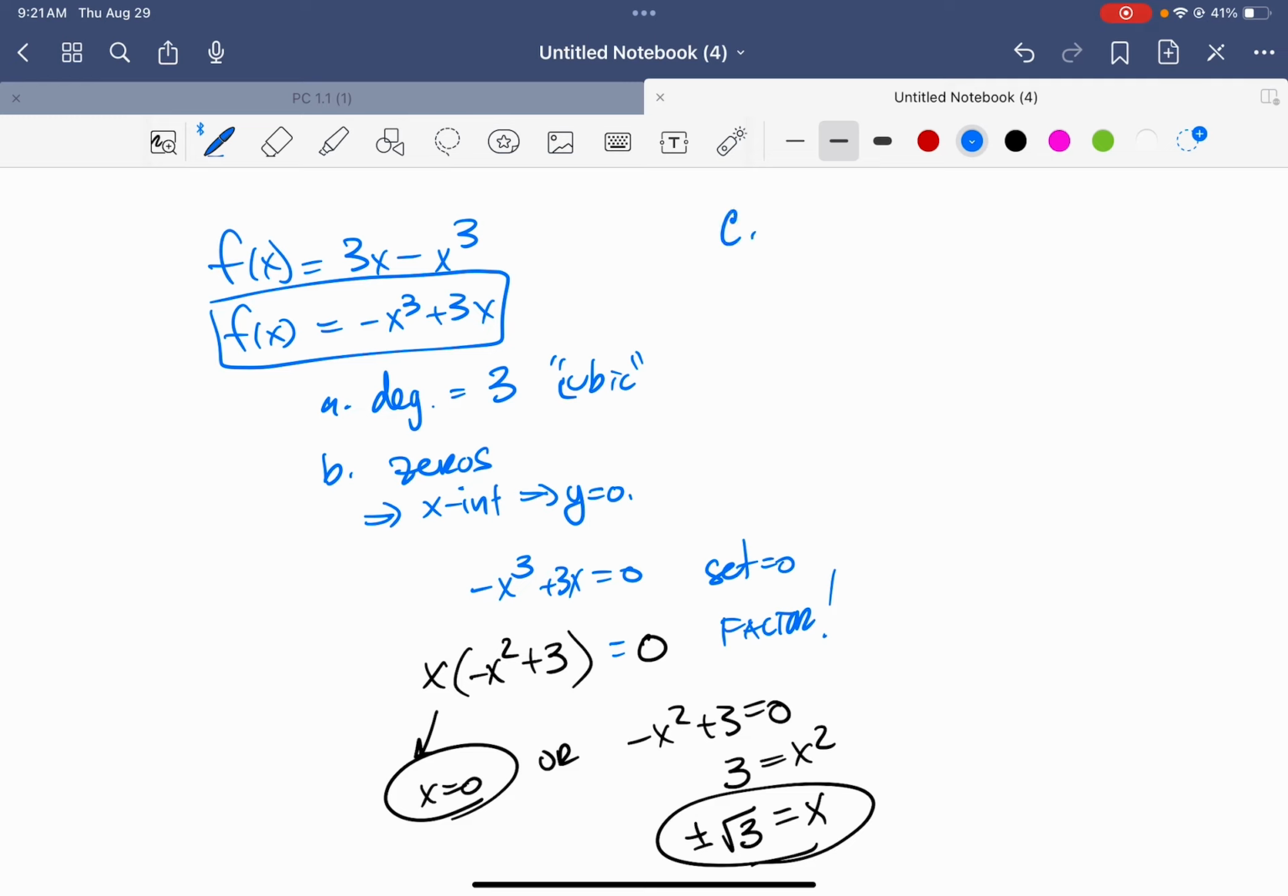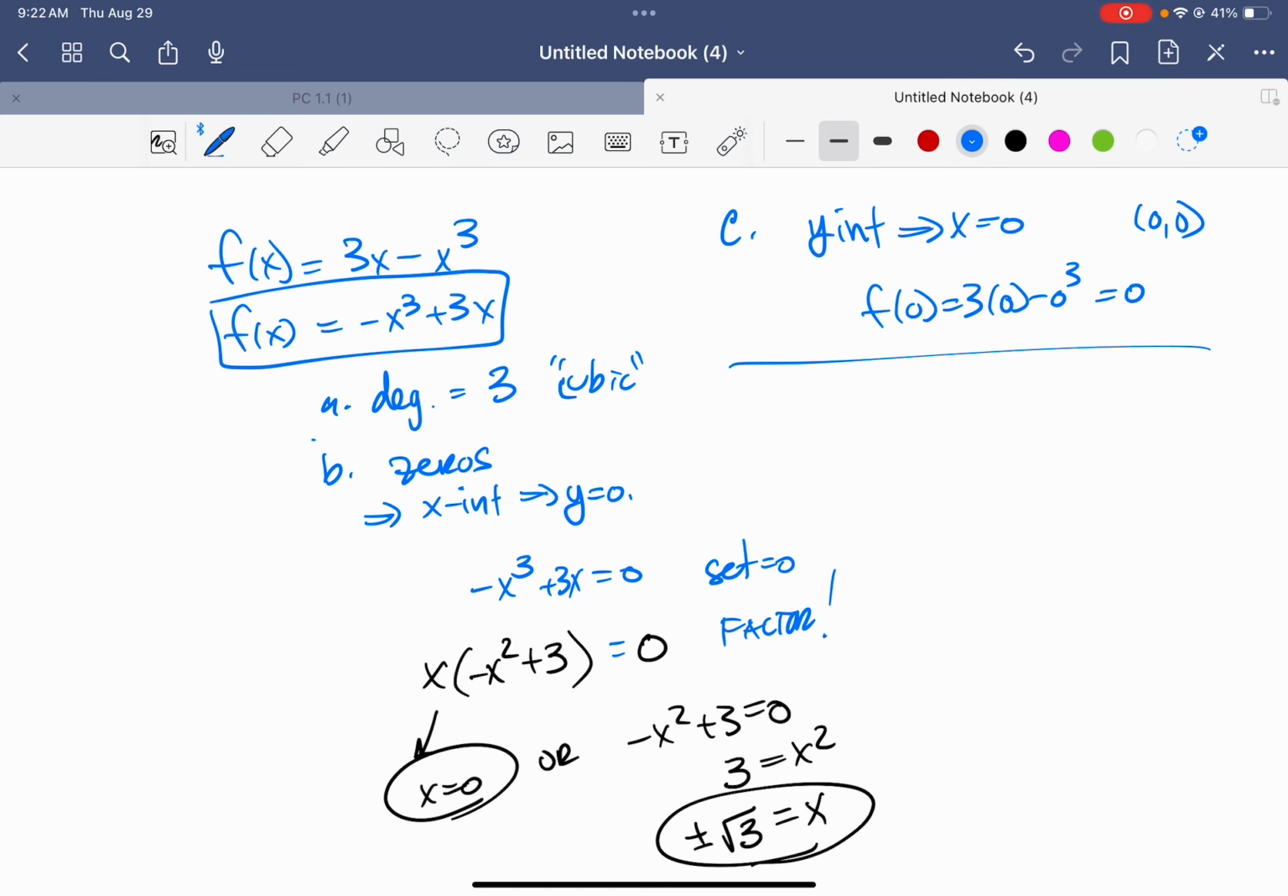C, find the y-intercept. Well, the y-intercept is where x equals 0. And so if I put in 0, I think you quickly see that we get 0. So 0, 0 is that intercept. D is in donut. Use the leading coefficient.